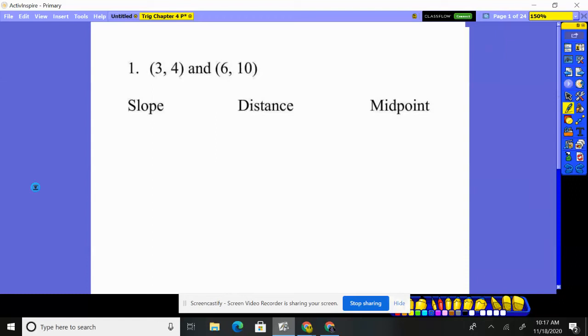All right, problem 1. It wants to know the slope, which is how steep it is between these 2 points. It wants to know the distance, how far apart they are, and the midpoint. Where's the middle point between these two guys? So let's start with slope.